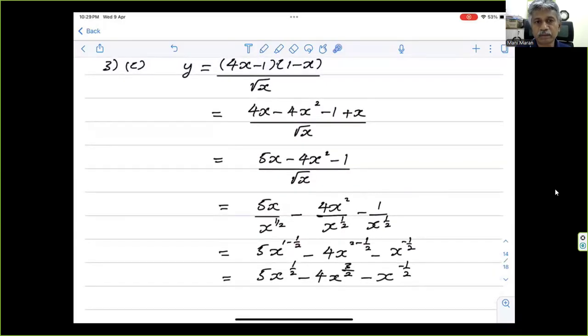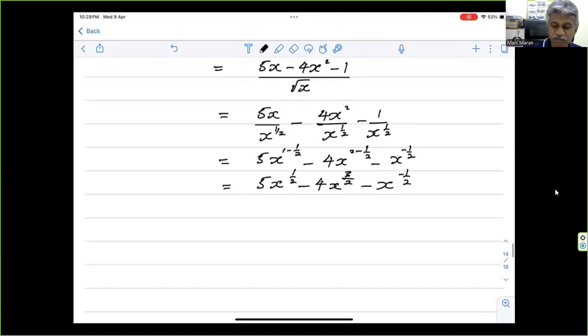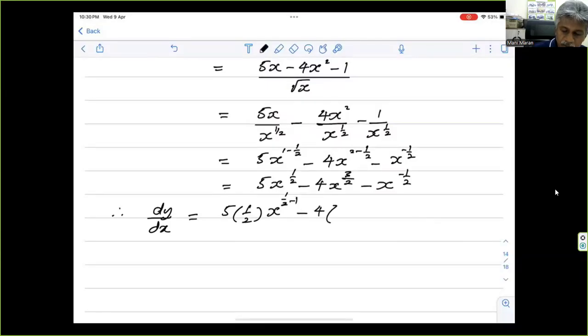Okay. So from the first line until here, we haven't done any differentiation yet. We're just simplifying the function, making it suitable for differentiation. So the next part is where we find dy by dx. Therefore, dy by dx will be, now we can differentiate one by one. So this will be 5 half x to the power half minus 1, minus 4 multiplied by 3 over 2 x to the power 3 over 2 minus 1.